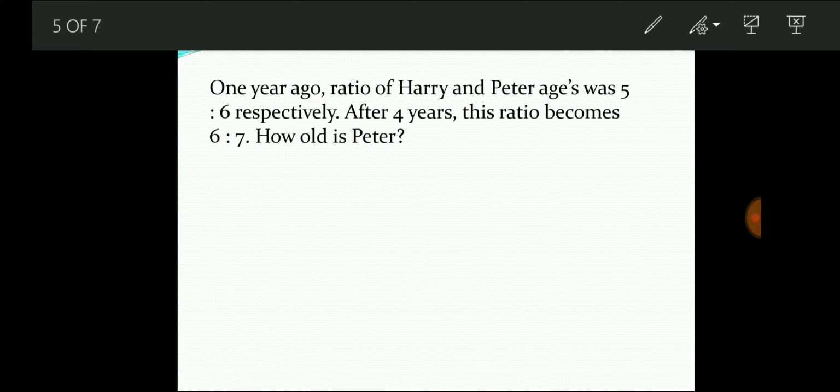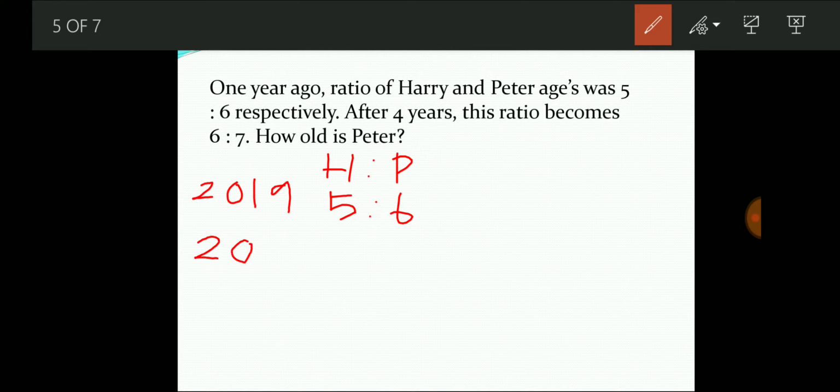1 year ago, the ratio of Harry and Peter's age was 5:6. So 1 year ago, it is not the present, which means if we are living in 2020, 1 year ago should be 2019. In 2019, there were two people, Harry and Peter, and their ages are in the ratio of 5:6. Okay. After 4 years, this ratio becomes 6:7. From today, after 4 years, it becomes 2024. In 2024, their ages are in the ratio 6:7.